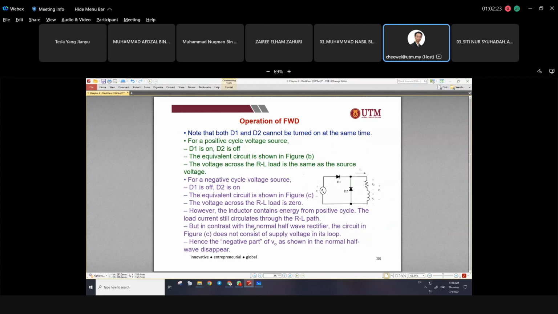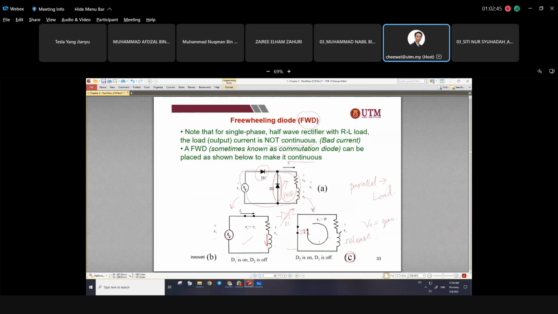Here you see that the explanation is given. You can read. In contrast, if we compare to the normal half wave rectifier, the circuit in C does not consist of any supply in the loop. That's why the negative part of the V out shown in the normal waveform will disappear. In this case, because the supply is being disconnected, V out equals 0. So this V out equals 0, and it provides the alternative path that makes the current continuous.